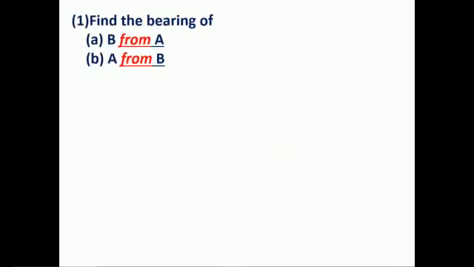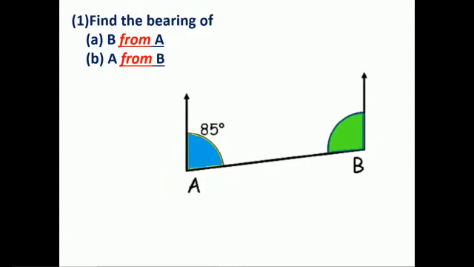Okay, so find the bearing. There is one figure with 2 questions, A and B. First, we have to find the bearing of B from A. From A means go to A and make a clockwise direction. When you reach the line AB, that is the angle. So 85 is the answer, 085.